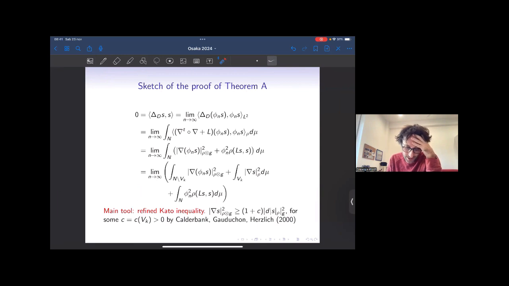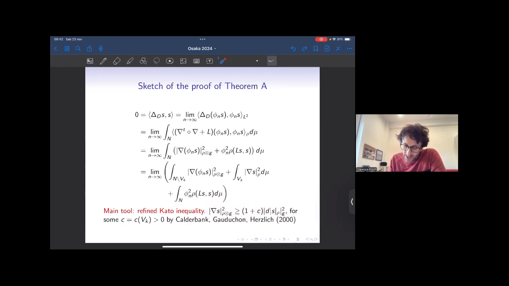Now the main tool of this proof is the refined Kato inequality. The classical Kato inequality is like this: the norm of the gradient can be estimated by the gradient of the norm. This is very general, but a result by Calderbank, Gauduchon, Herzlich says that if the object S is harmonic, exactly as in our case, we can improve it a little bit. There is a strictly positive constant, which may depend on the setting, but we don't care, such that the Kato inequality is improved. We have this extra term because of harmonicity.